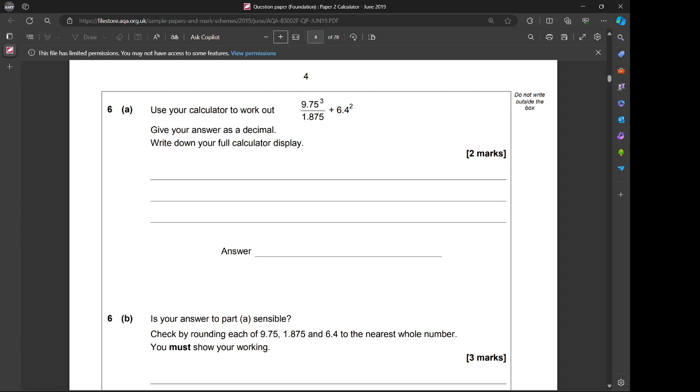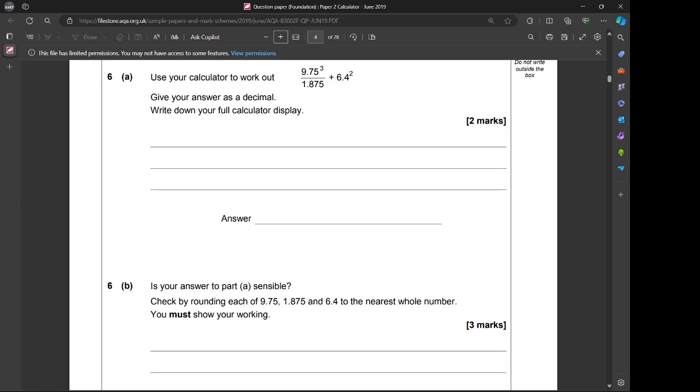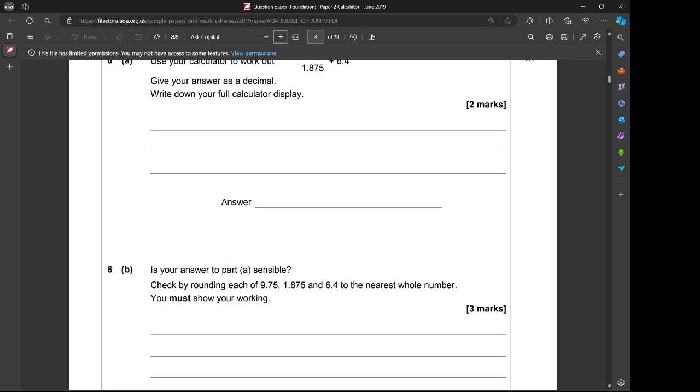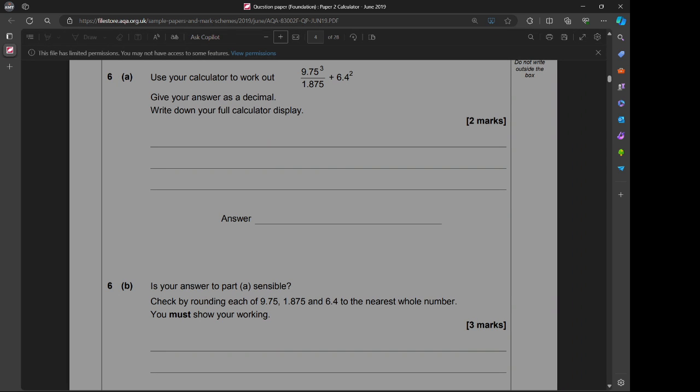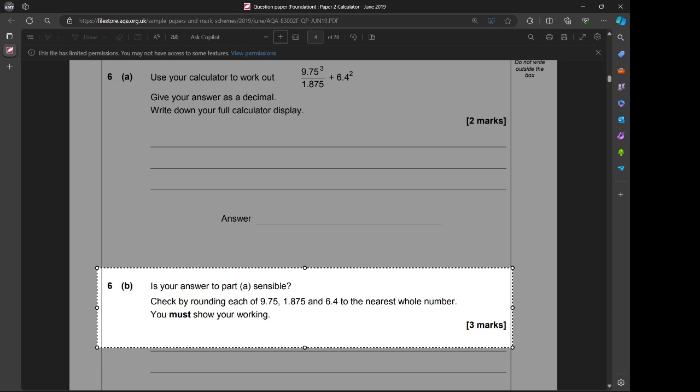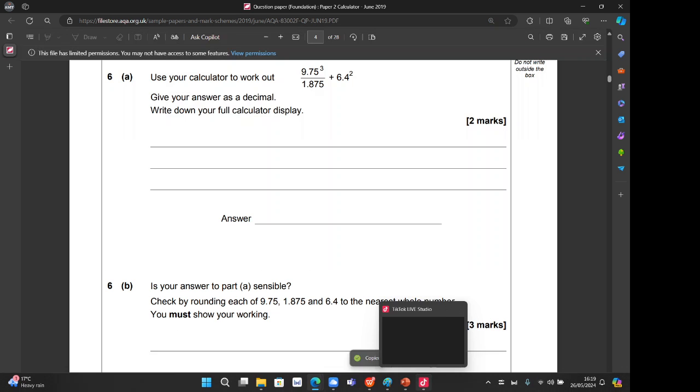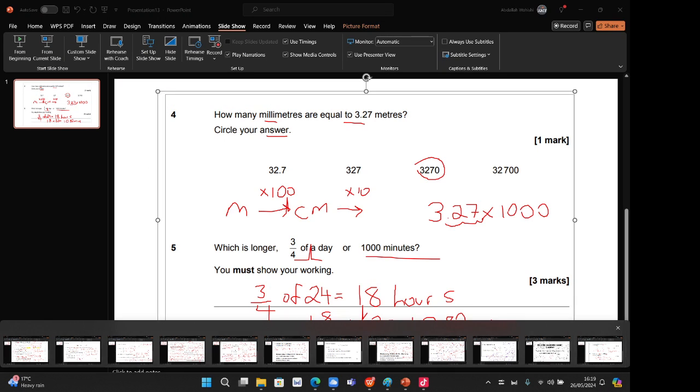Well done. Awesome. What about part B? Is your answer to part A sensible? By rounding each number to the nearest whole number, or check by rounding, are we on the right line? So let's obviously check by working it out.